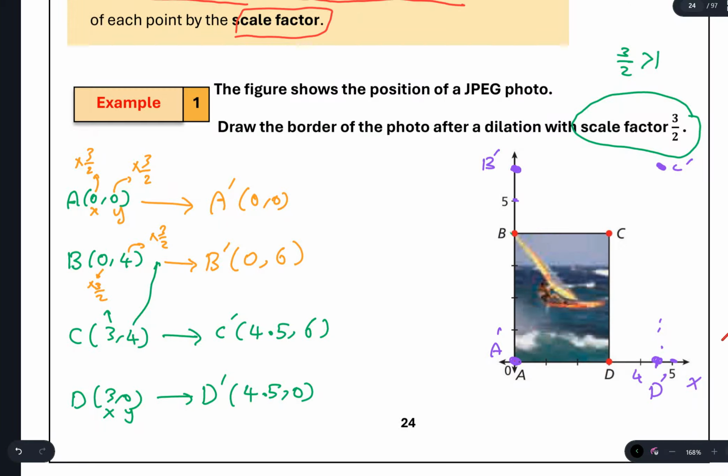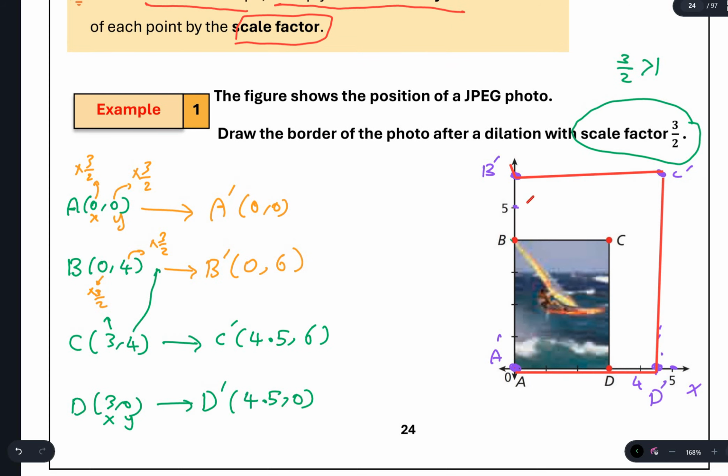So you need to join these 4 points, students. So we get this point, and here also, about this point. So here we go. This is our new shape. We just enlarged it by the scale factor 3 over 2.